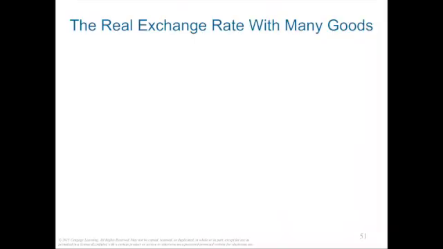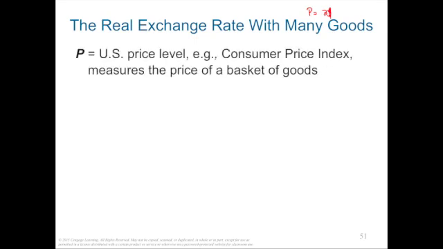Now, that was an example with a real exchange rate with one good. Let's move to many goods. With many goods, we don't have just one price, like $3. We need a price of a representative basket of goods. We have it: it's called the consumer price index, for the representative basket of goods that is bought by the consumer. Or it could be the GDP price deflator, if we are considering the GDP price.